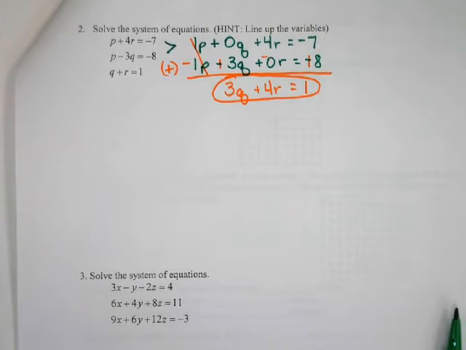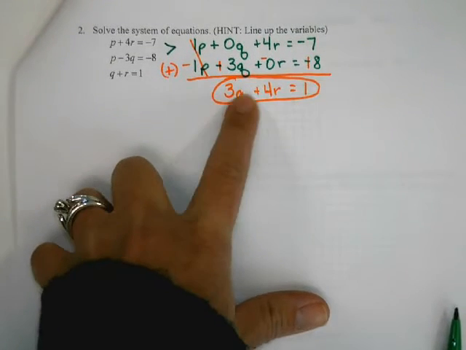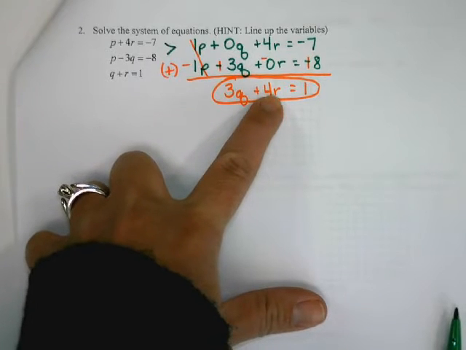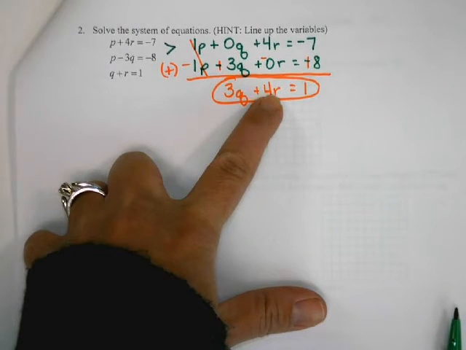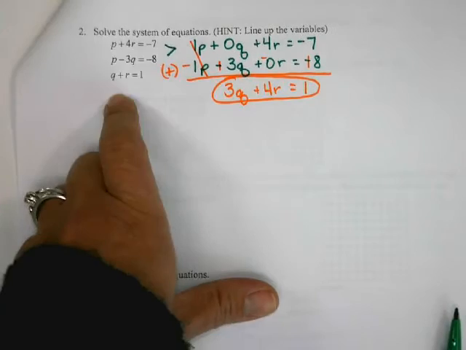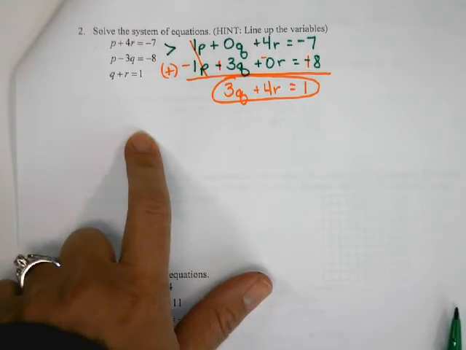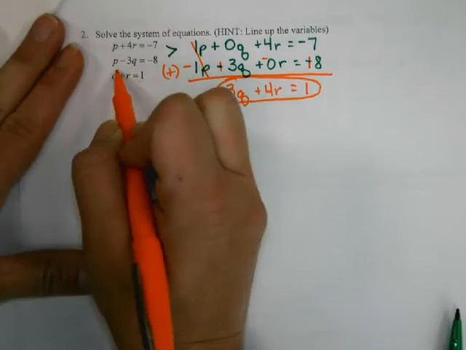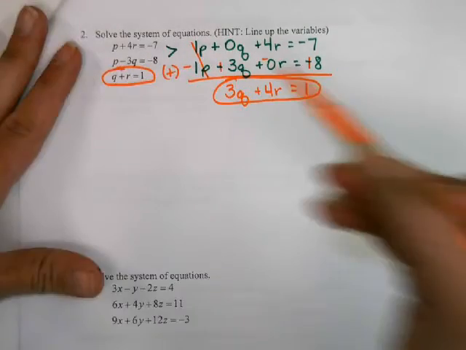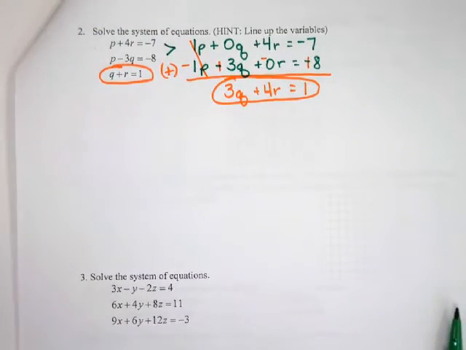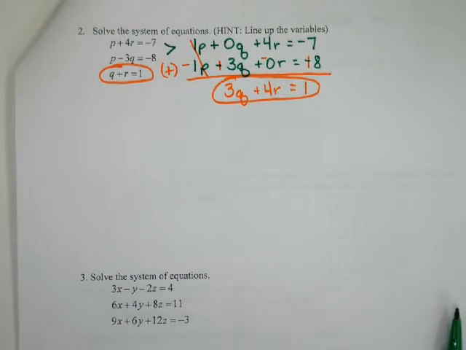What do you notice about our originals? I have an equation here with Q and R in it. Is there an equation over here with just Q and R in it? The bottom one, right? Half our work's done for us. We just need two equations with the same two variables. So the nice thing about a variable missing is sometimes half the work's done for us.